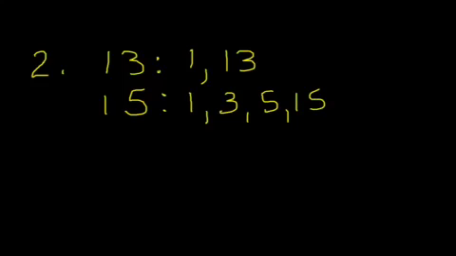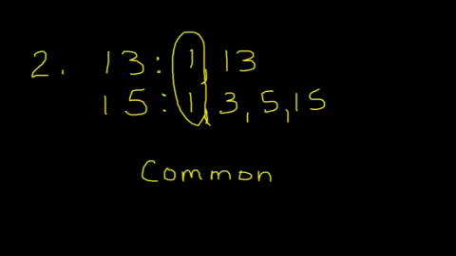Now, is there anything that's the same in both lists? Well, the only number that's the same in both lists is a 1. So the common factors are just plain old 1. Common factors are 1, and you're done. So 1 is the greatest common factor too, but they're just asking you for all the common factors.